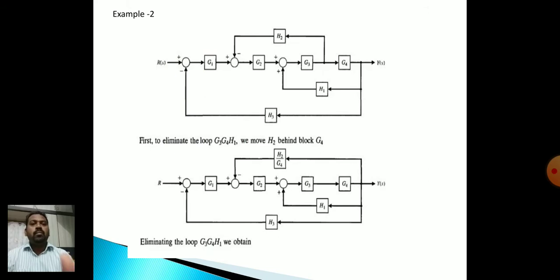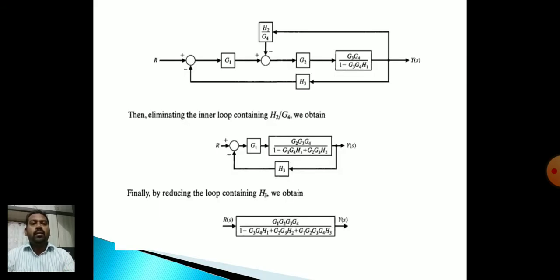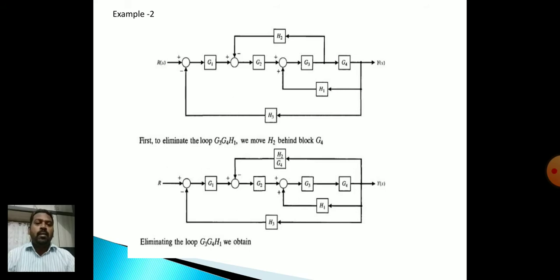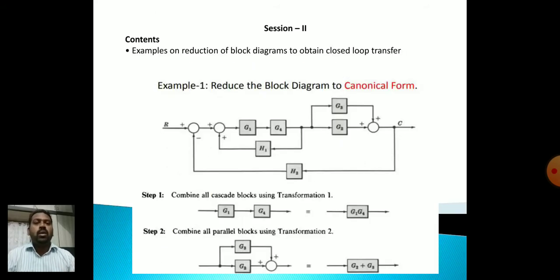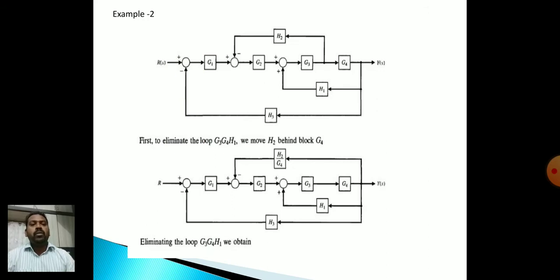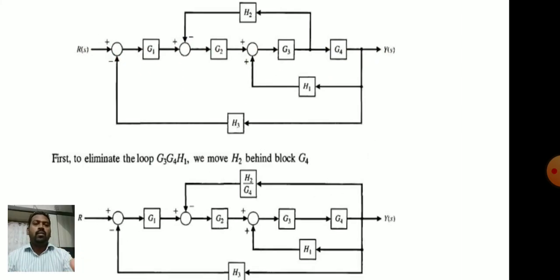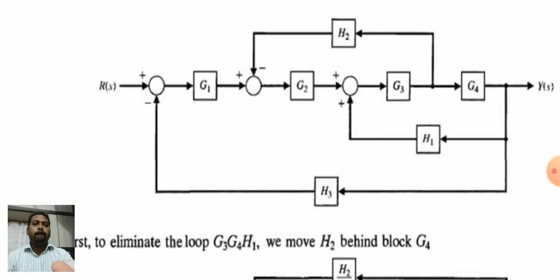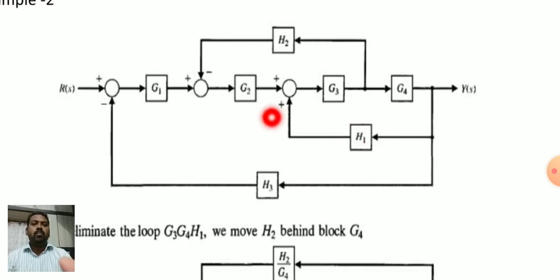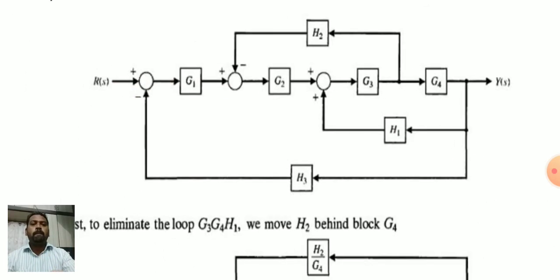Coming to the next example. Once again, the same question: reduce the block diagram into canonical form with this example. Here this is the input R(s), this is C(s). This is R(s), this is one summing point, this is another summing point, and G1, G2, G3, G4.